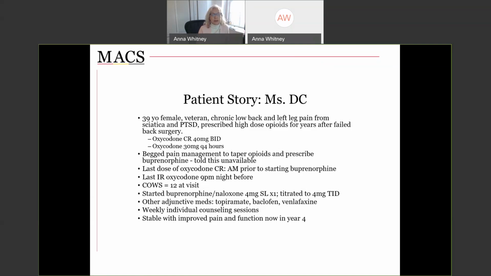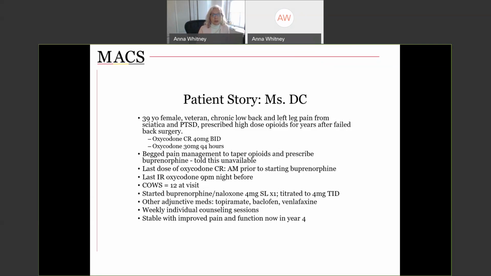It was 12. And so we started a small dose of buprenorphine at 4 milligrams and titrated it up to 4 milligrams 3 times a day. Eventually she ended up on 8 milligrams in the morning, 4 milligrams at noon, and 4 milligrams at bedtime. She also received other adjunctive meds, topiramate, baclofen, and venlafaxine. That was eventually tapered off because she didn't like the side effects. She came for weekly individual counseling sessions and eventually went back to work. Her pain got much better.